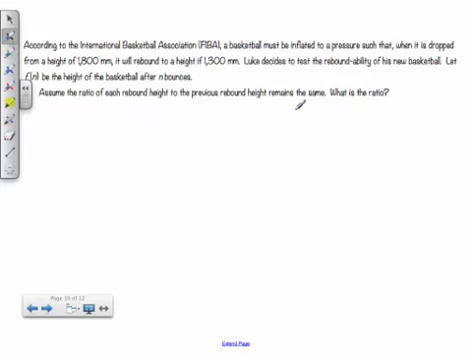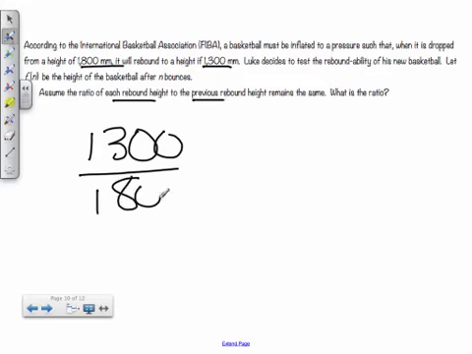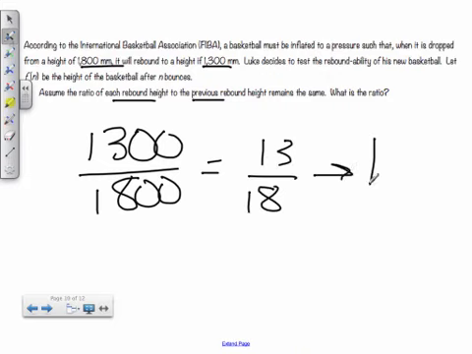So I'm going to take my current rebound height, which is 1300, and do it as a ratio to my previous rebound height, which is 1800. That means my ratio in simplest form would be 13 over 18, which hopefully you will recognize is the B value, because this is your growth ratio, or your decay ratio actually.